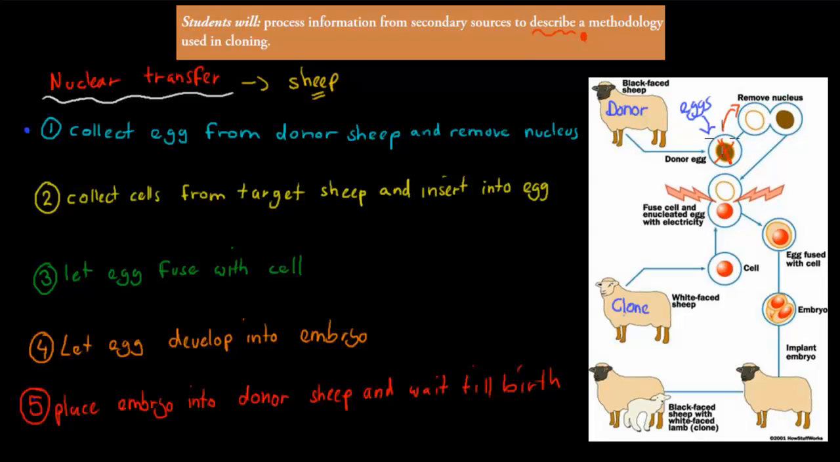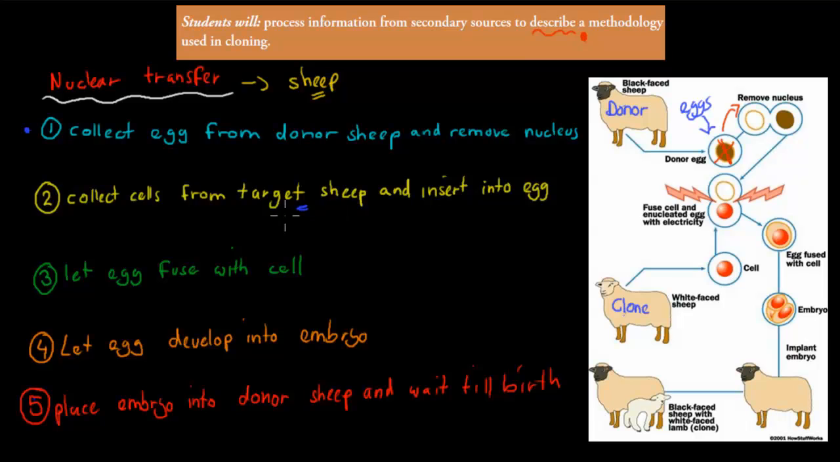Here it's been removed. What that allows us to do is have an egg, which we can then use to produce an embryo. But the egg itself has no nucleus, which is good because we don't want to have the donor's nucleus in there. We want to have the clone's nucleus in there. So that's the first step. We collect an egg from the donor sheep and remove the nucleus. The second step is to collect cells from the target sheep and insert it into the egg.